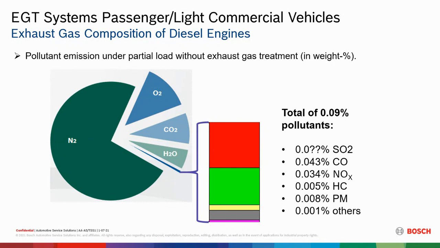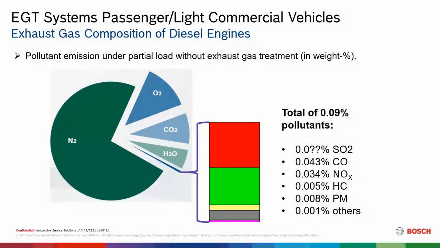And this is what we're putting this expensive aftertreatment system on to lower this small amount of pollutants. So the first one we'll talk about, there's question marks there of the percentage, is SO2, sulfur dioxide. And that comes from the sulfur in the fuel. We have lowered it tremendously.